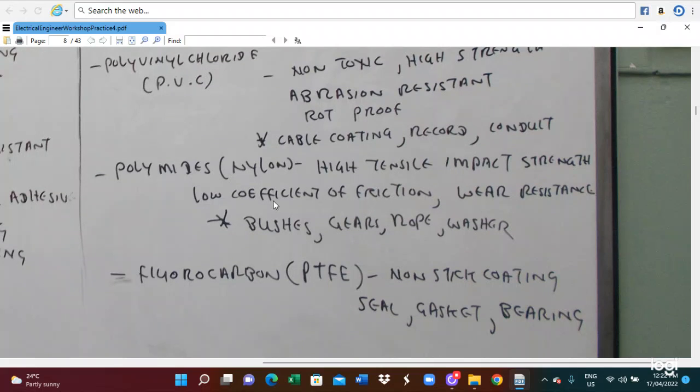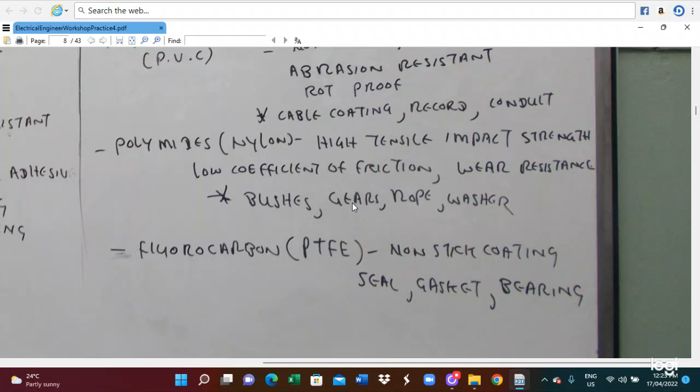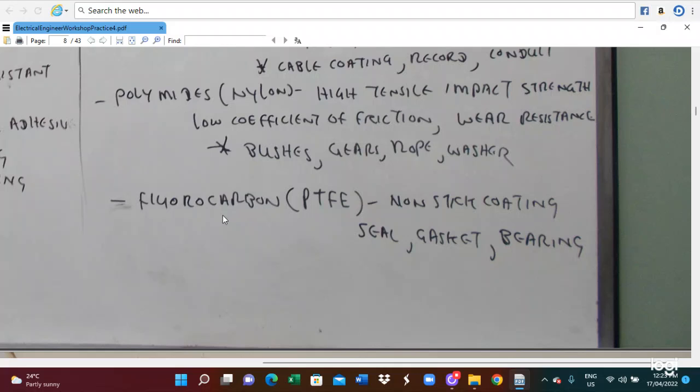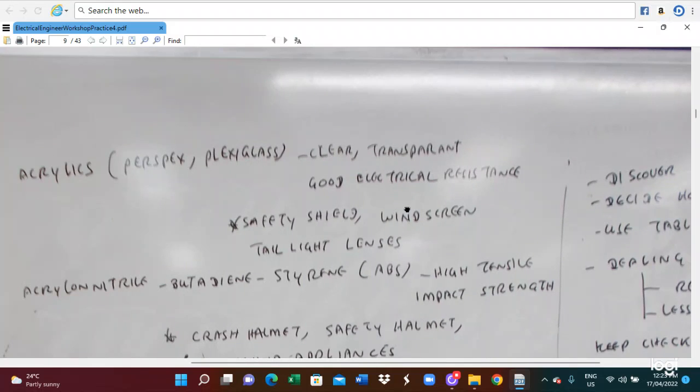Polyamides, the nylons, have high tensile strength. They have a low coefficient of friction, are wear resistant, and are used for bushes, gears, and washers. Fluorocarbon PTFEs are non-stick coatings, and are used for gaskets and bearings.